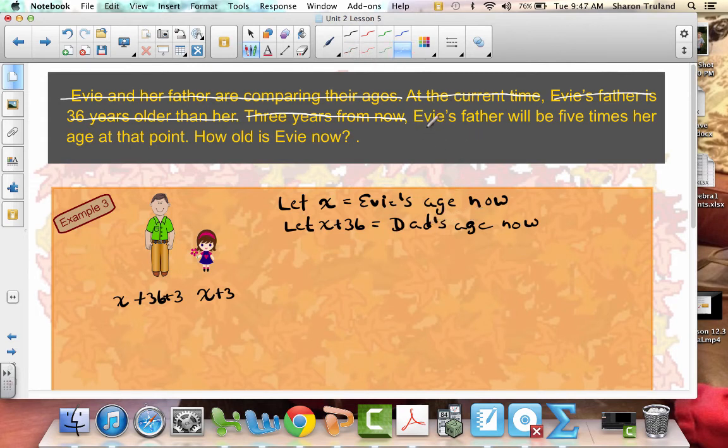But in 3 years, Evie's father will be 5 times her age at that point. Here is where it gets a little confusing for kids. If we take her dad, and one of these people have to get multiplied by 5. If we take her dad and multiply it by 5, is that going to equal Evie's age in 3 years? No, we just aged him almost to grandpa age. However, if we multiply and rapidly age Evie, she'll catch up to her dad. And that's what we want to do.